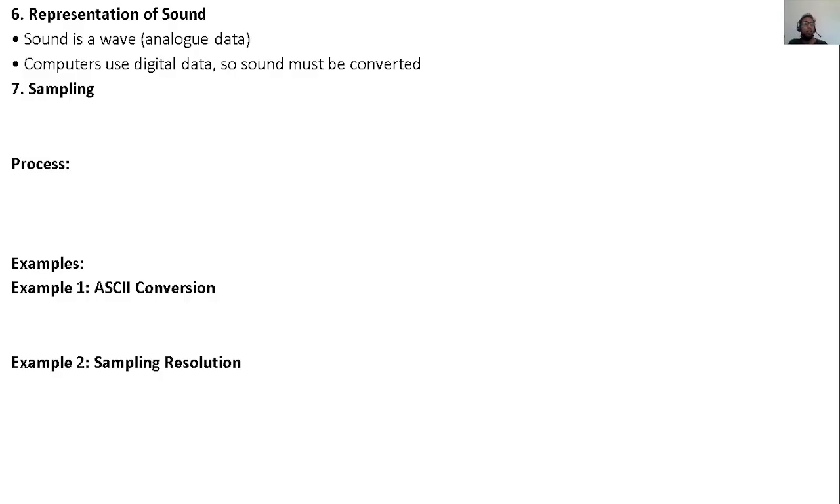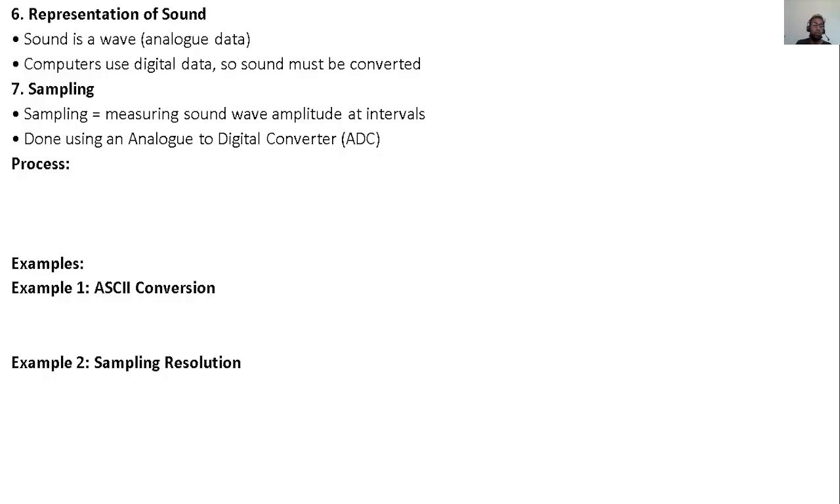Sound basically is a wave. When we speak, through vibration, sound is produced and waves are produced. And what we do is convert those waves into digital data, and this is why sound also has to be converted into digital data, that is, zeros and ones. And there is a method for it. That method is called sampling.